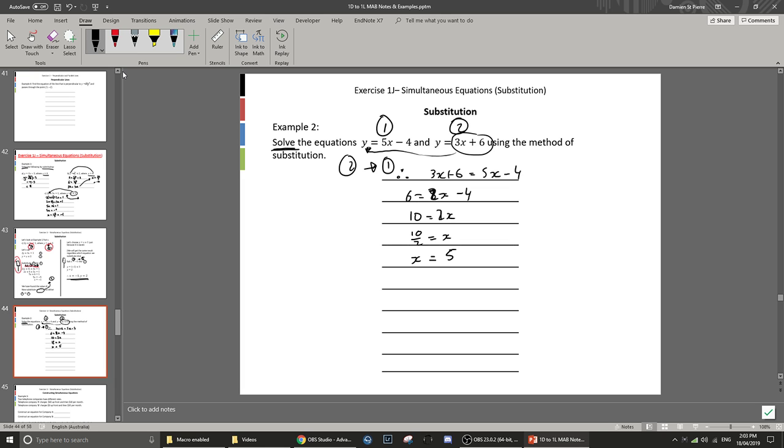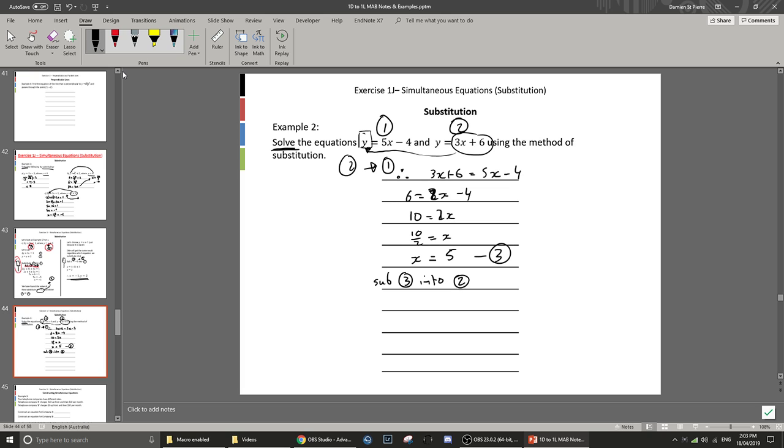Now, solve. So it means we need to find the unknowns. We found x. Have we finished though? No, we haven't, because we still don't actually know what y is. I'm going to call this 3 now. I'm going to sub 3 into, and we can choose either one, whichever one you like. I'll probably just pick 2.